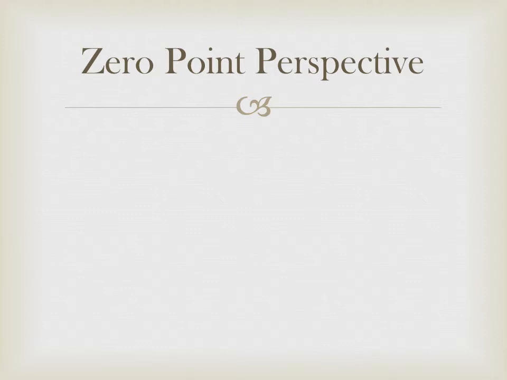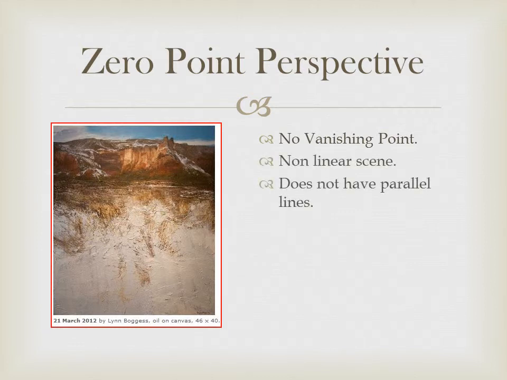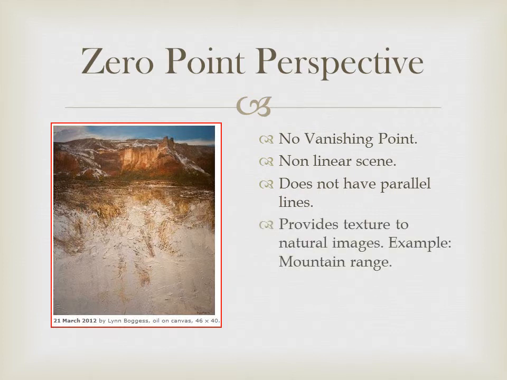Zero-point perspective. It has no vanishing point, a non-linear scene. It does not have any parallel lines. It provides texture to natural images. Example, the mountain range. It provides depth and still has a look.